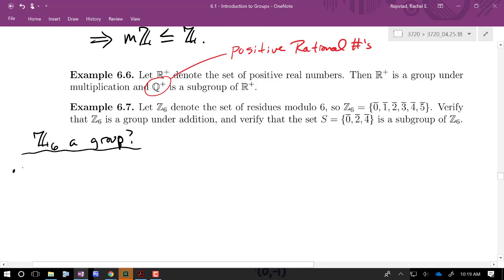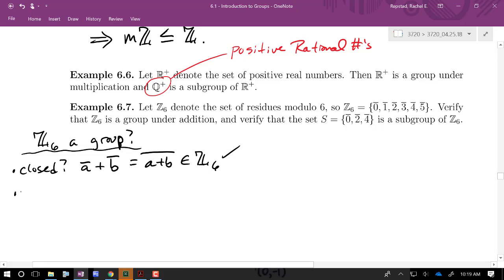Well, so the first thing is, is it closed? Right now I'm just going to review a little bit of what we already did in chapter 2. If I take two elements in Z6, A bar plus B bar, we said this is the same as A plus B bar. I can just add the integers and then reduce mod 6 at the end. And that is in Z6. So it is closed.